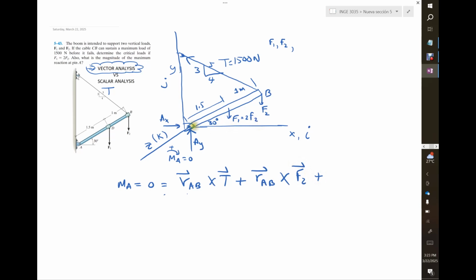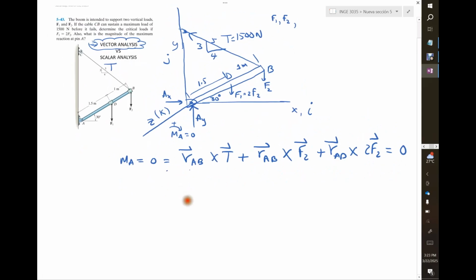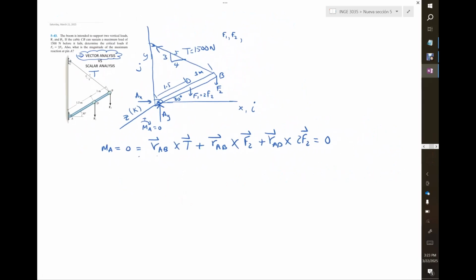So we have this small arm, and let's call this point D here. The distance from here to here, let's call that vector RAD, cross product with 2F2, which happens to be a vector as well, and all that has to be equal to 0. So that's what we need to do in order to use vector notation on this problem.